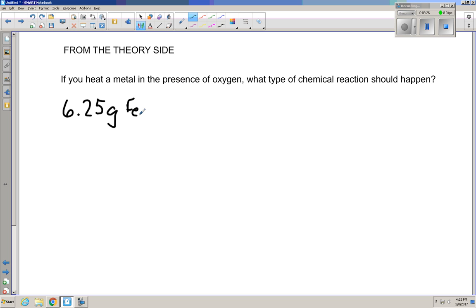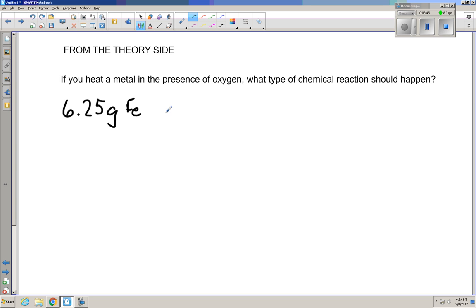You can get this from steel wool. You could even get this from iron powder. I want to take that much iron, put it in a crucible, heat it really hot under controlled conditions, and allow oxygen in so oxygen can react with iron.